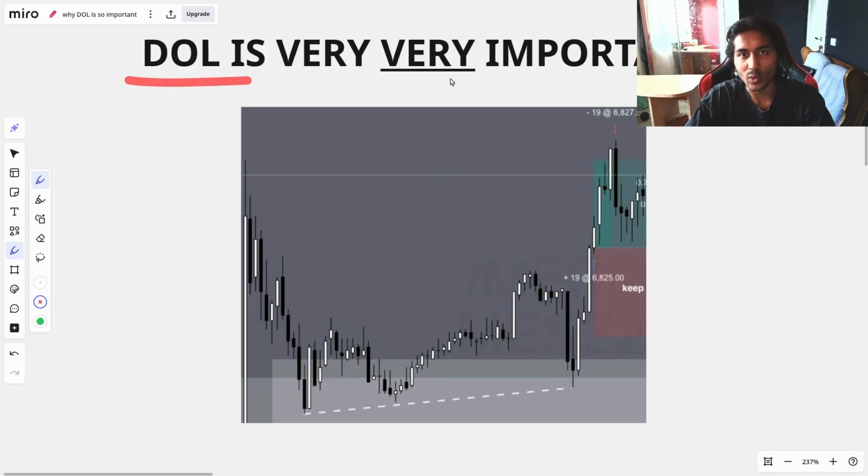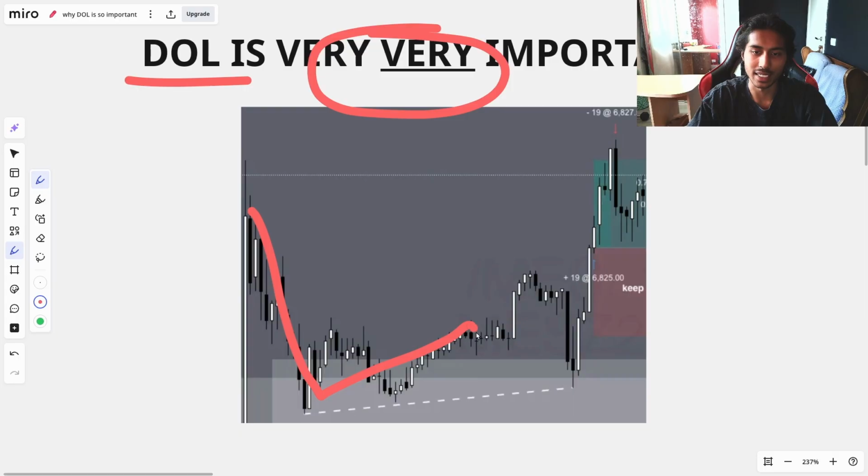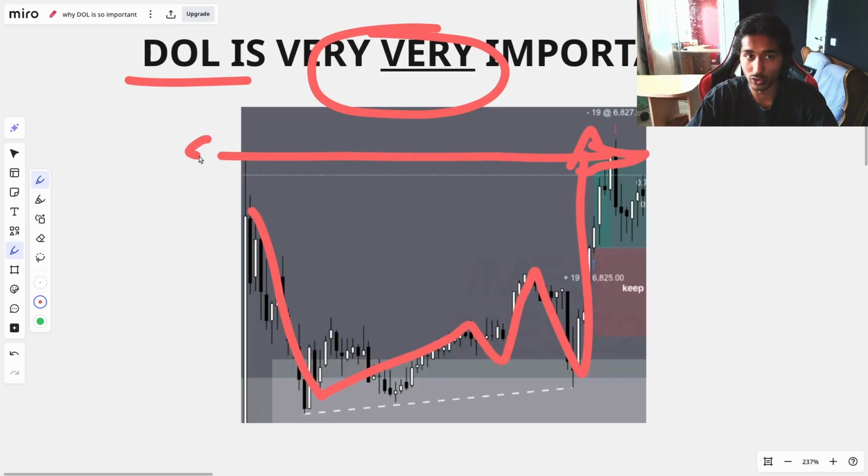Drawn liquidity is one of the most important concepts of trading because if you don't know where the market is actually drawing towards, your TP itself will be flawed. You don't know where you're targeting. And if you don't know where you're targeting, you can't even enter the trade. It is generally one of the most important things and one of the things that helped me quite a lot.